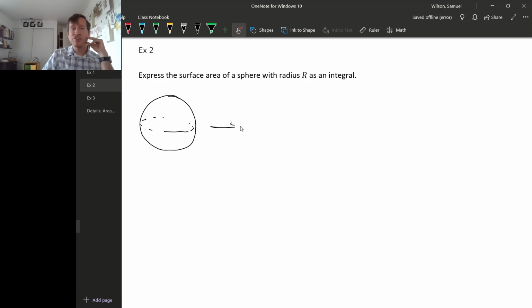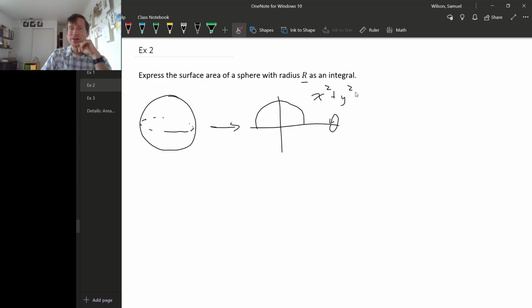So we can generate a sphere by starting with a semicircle and then rotating it around an axis like that. In fact, we could rotate this around, well, let's do it this way. So we're going to take this semicircle function and rotate it around the x-axis. So we're going to need to write what this semicircle function is. Well, this is a circle of radius r. So the circle is x squared plus y squared equals r squared.